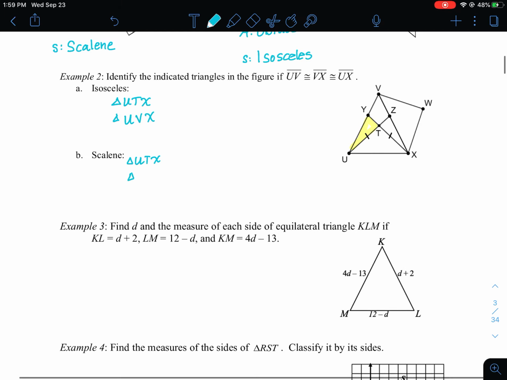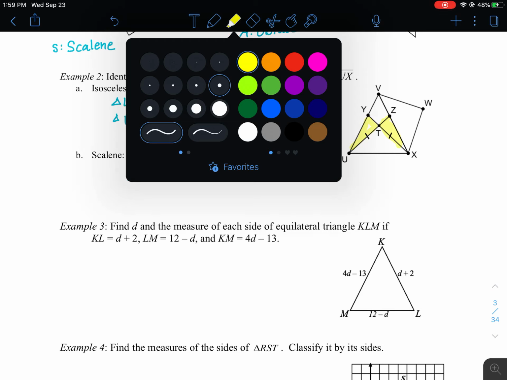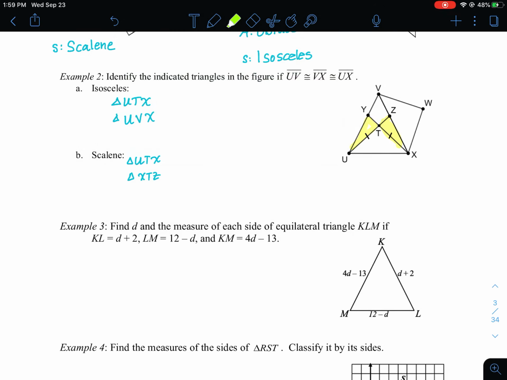And then we'll do the one that's very similar to it, so triangle XTZ. Okay, so we did those two. And then I will do the ones that are slightly bigger than that. So my VYX. And then we'll do the other one that looks very similar, the UVZ. Right, so we have those.